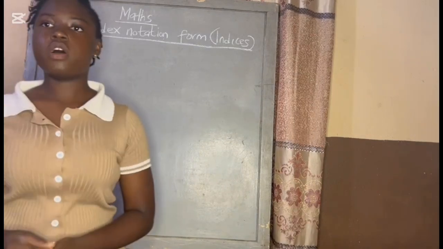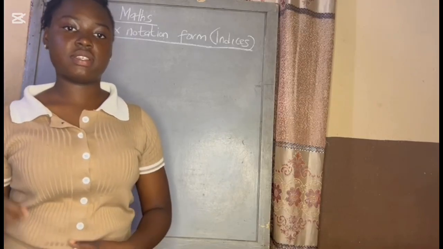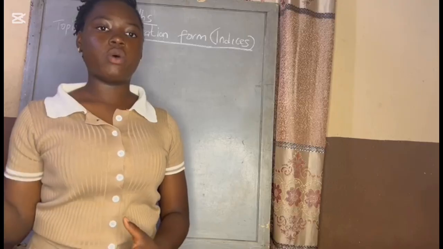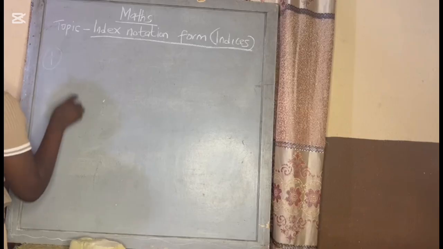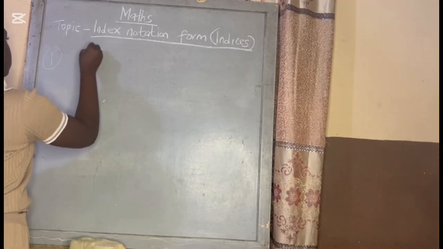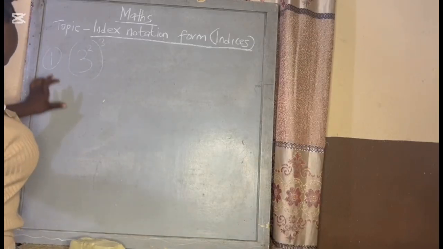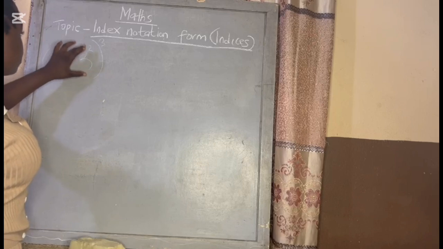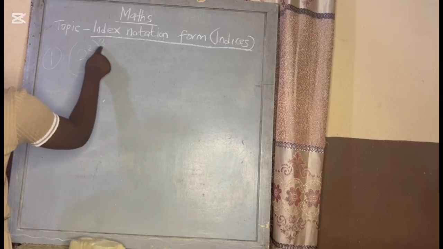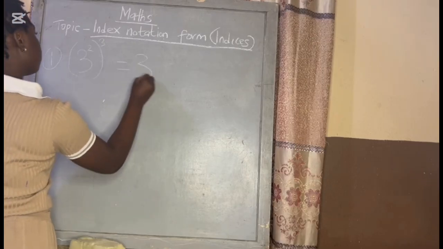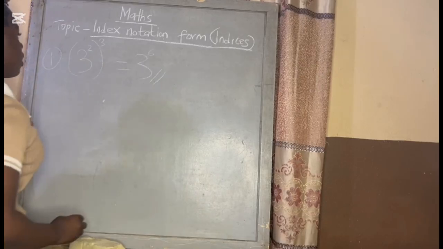The third law is the power law or the index law. This law states that when a number is raised to a certain power and again raised to another power, the powers are multiplied. For example 1, 3 raised to power 2, raised to power 3. As I said, if a number is raised to a power and again raised to another power, you simply multiply the powers. So the answer is 2 times 3, which is 6. So this is our answer.